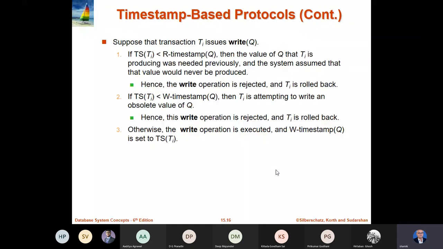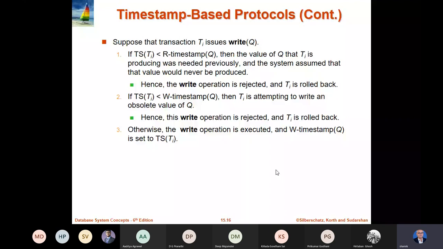Now for write, if Ti issues a write Q, then if TS(Ti) is less than the read timestamp of Q, then the value of Q that Ti is producing was needed previously. So some other transaction with a higher timestamp has already read the value of Q and proceeded. It read the value of Q and already proceeded. And now this Ti, being slow, is coming and trying to write it.